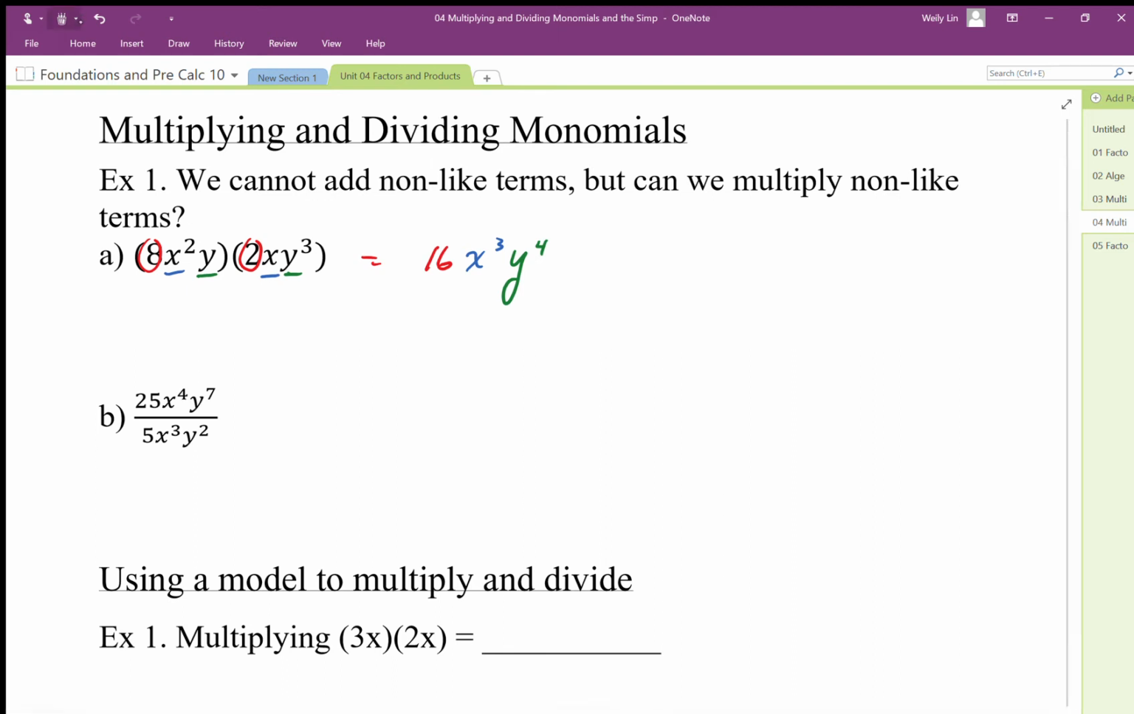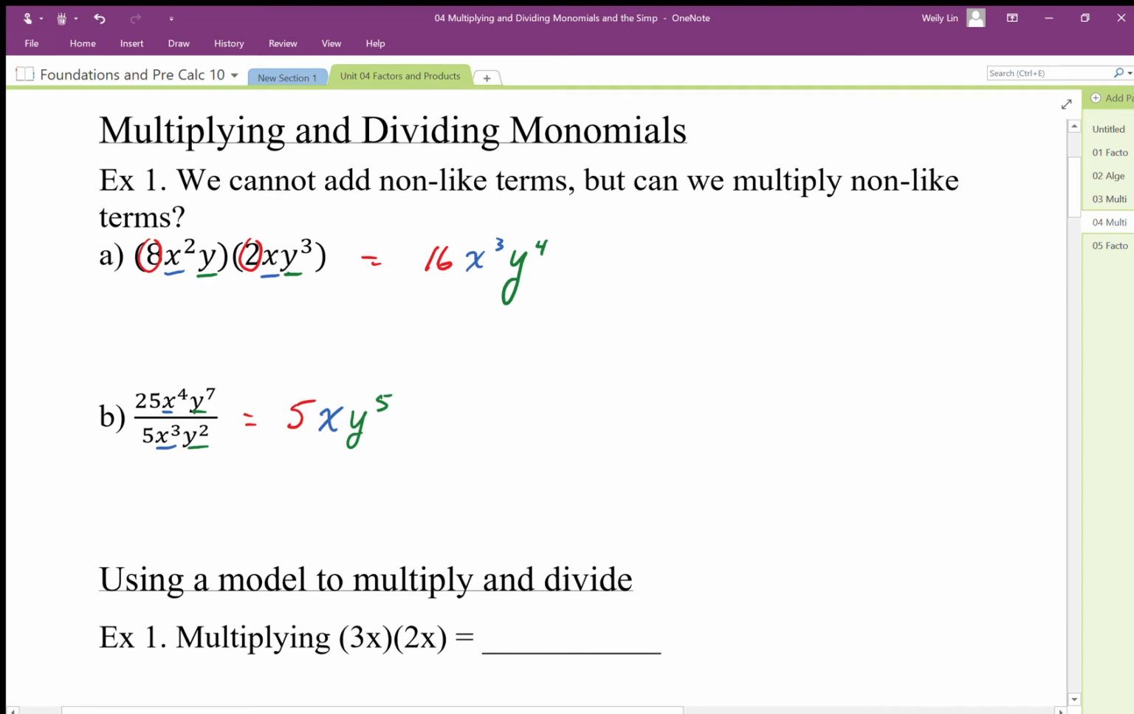So we can do the same thing here. We can multiply the numbers, divide the numbers with numbers. So 25 divided by 5. We can do the x's together, x's with x's, so we have x 4 times in multiplication and x divided by x 3 times, so we have an extra x as a multiply. And we have the y's, we have 7 y's as multiply, 2 y's as divide. That means we have an extra 5 y's in multiplication.